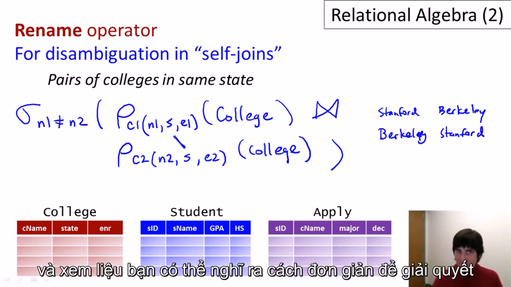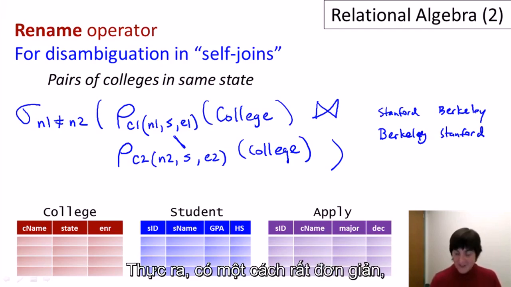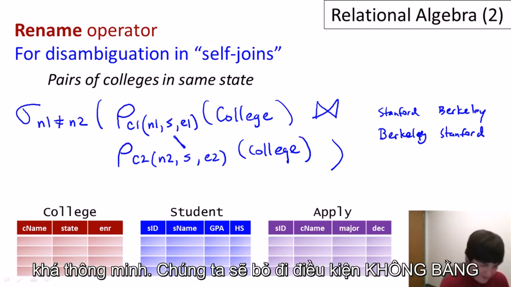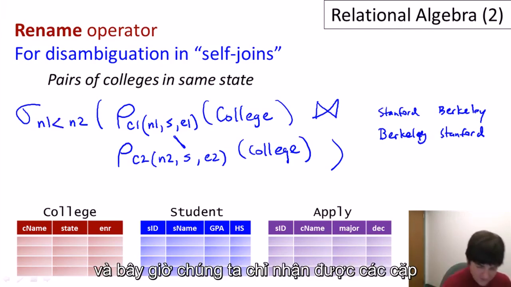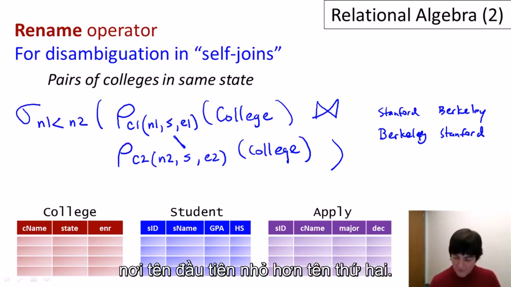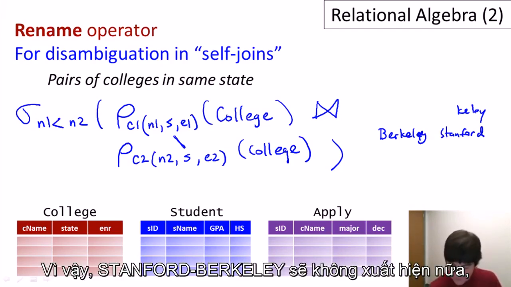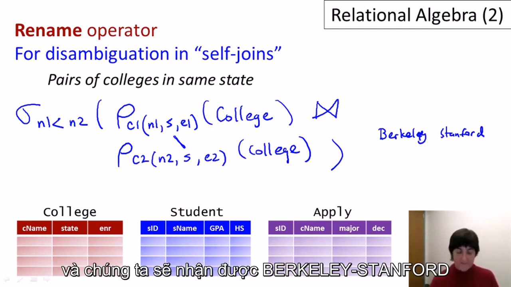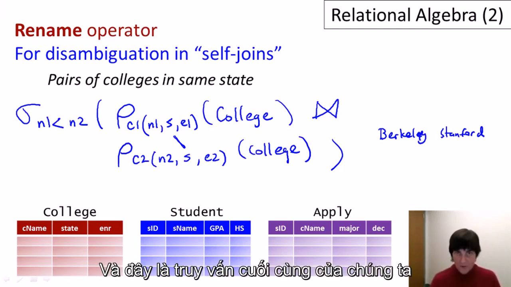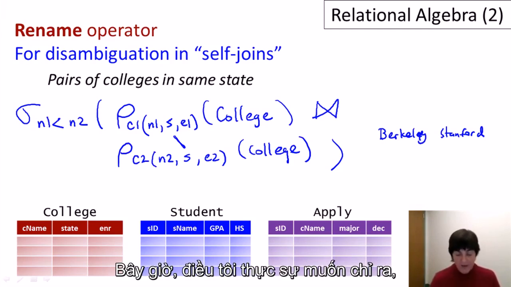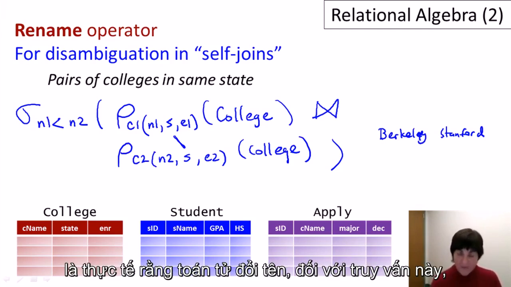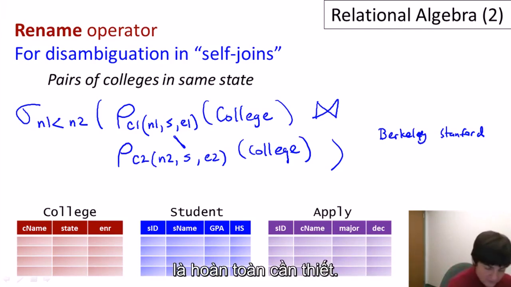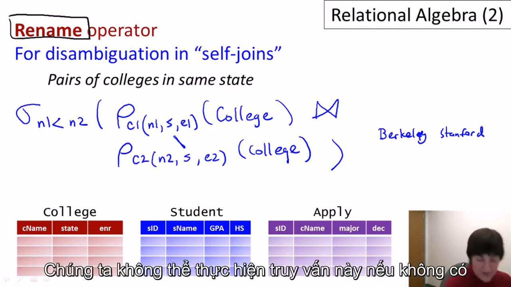Let me pause for a moment and see if you can think of a simple way to solve this problem. Actually, there's a surprisingly simple way, kind of clever. We're going to take away this not equals, and we're going to replace it with a less than. And now we'll only get pairs where the first one is less than the second. So Stanford, Berkeley goes away, and we get Berkeley, Stanford. And this is our final query for what we wanted to do here. Now, what I really wanted to show, aside from some of the uses of relational algebra, is the fact that the rename operator was, for this query, absolutely necessary. We could not have done this query without the rename operator.